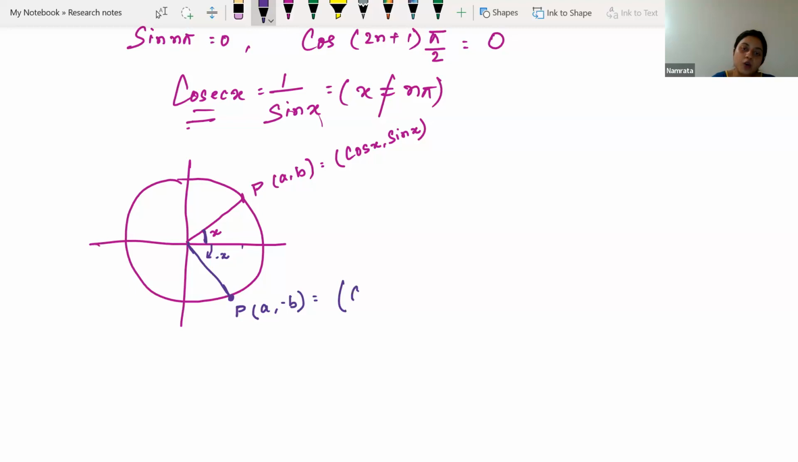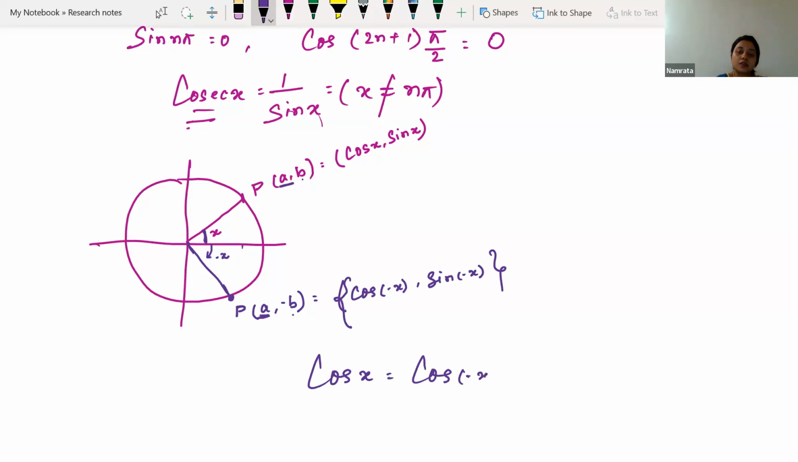Earlier I took cos x, sin x. Here I will be taking cos minus x and sin minus x, because our angle is minus x this time. Now, can you see this a, a is not getting changed, but b became minus b. So from here we can say cos x is equal to cos of minus x, or cos of negative x is equal to cos x only.